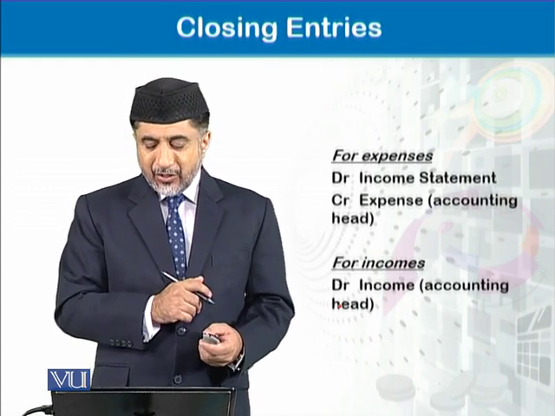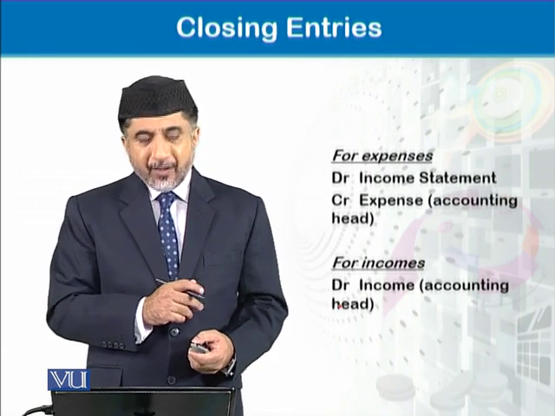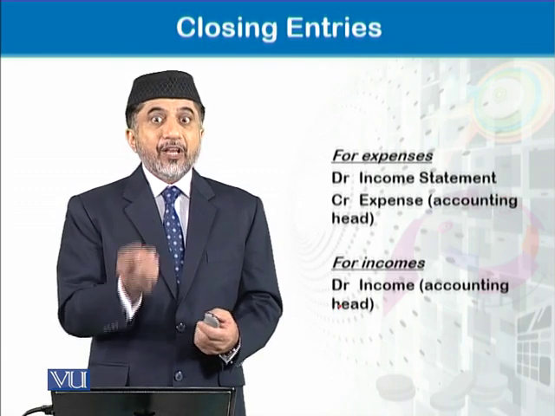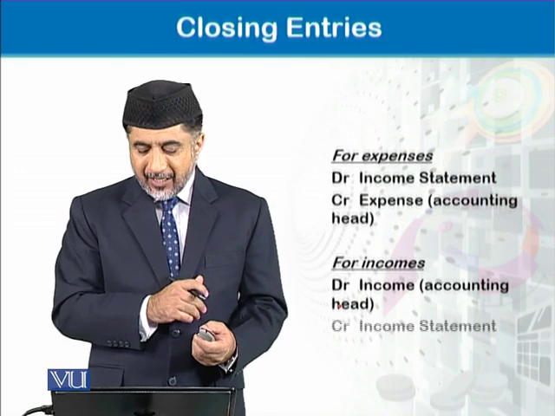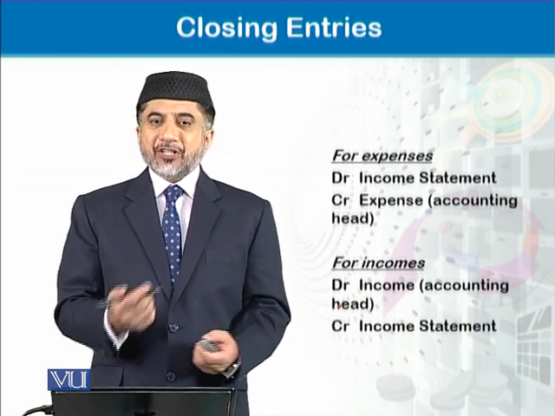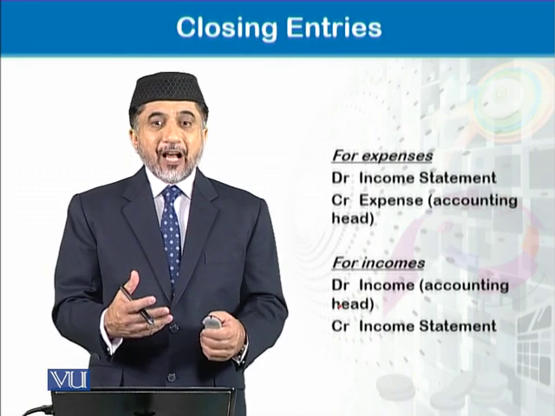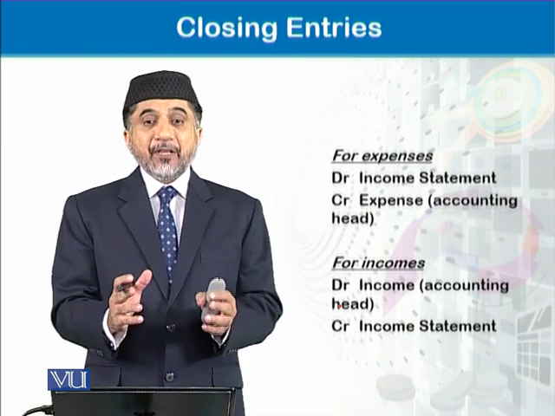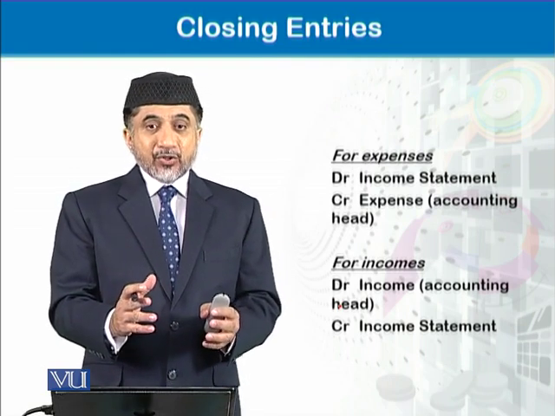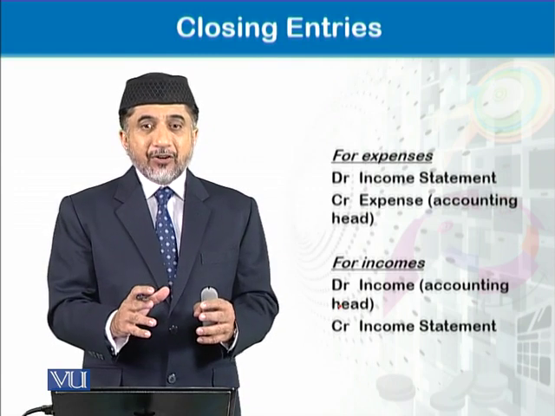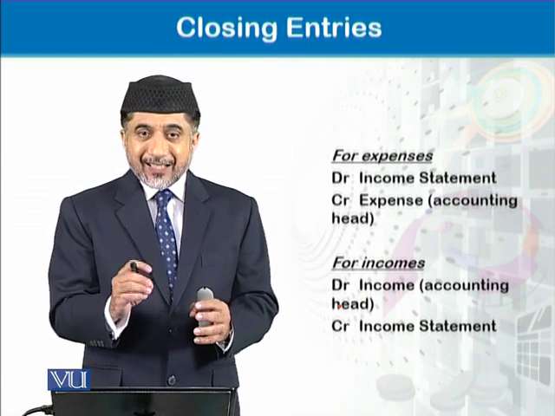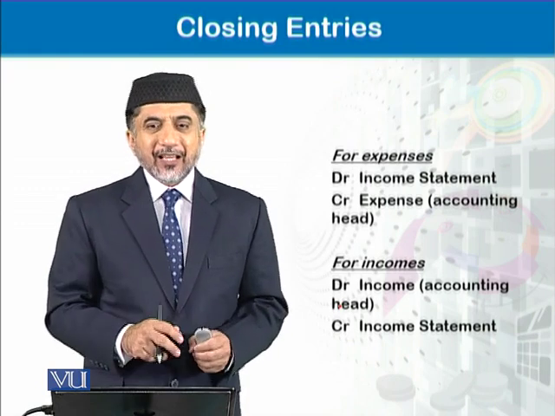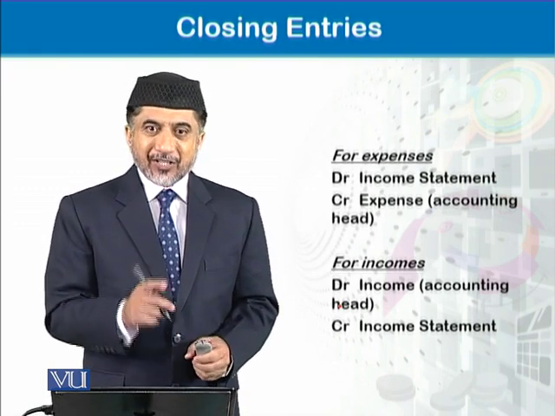Remember this thing. Income is credit in nature, and when we have to close it, we have to debit it. So debit income account and credit income statement. So this income statement now behaves like a ledger account. When we are giving debit or credit over here, it becomes a ledger account sort of thing. So this income statement or profit and loss account consists of incomes and expenses. So all incomes and expenses are closed into the income statement or profit and loss account.